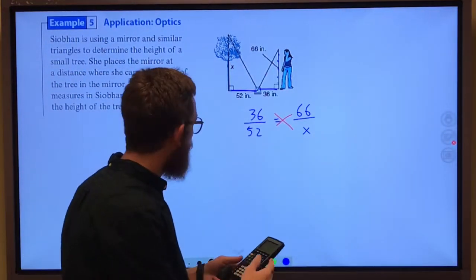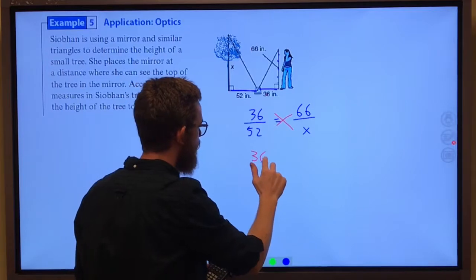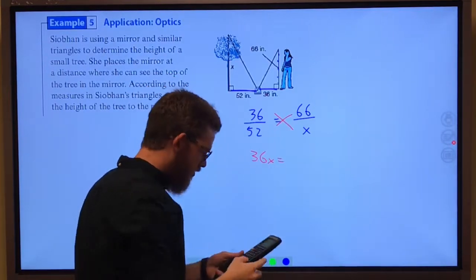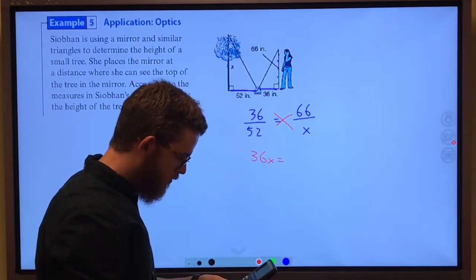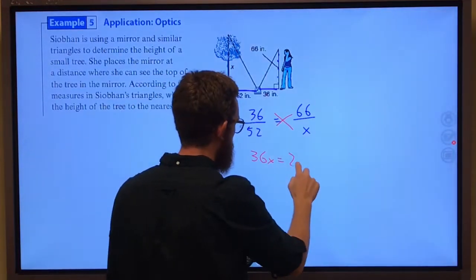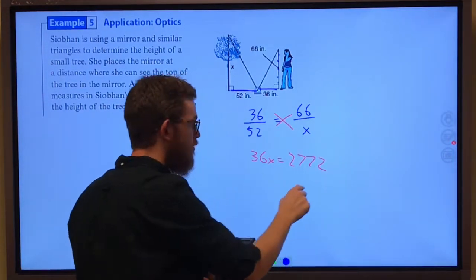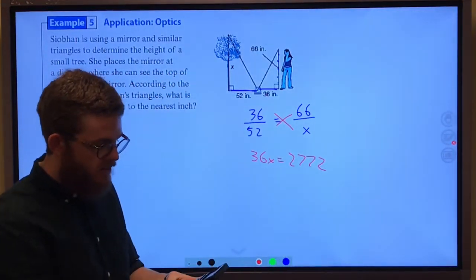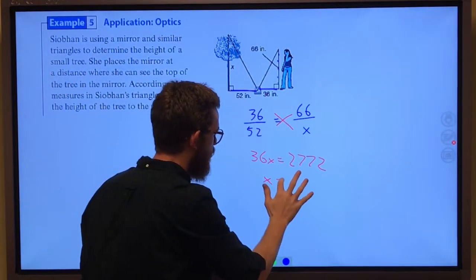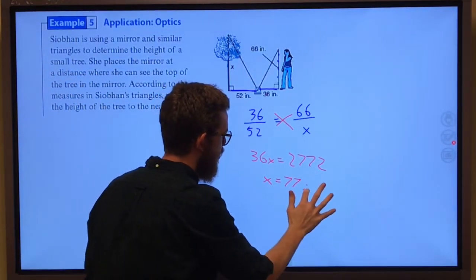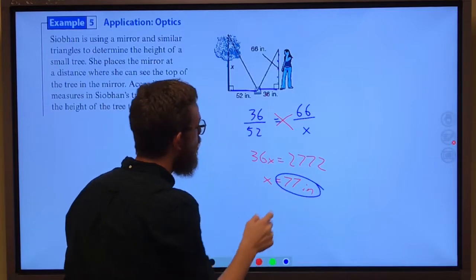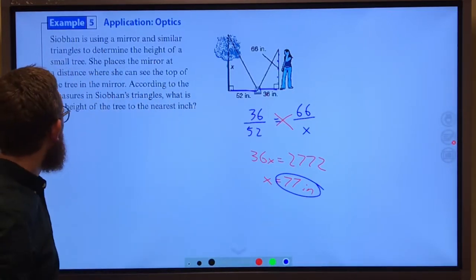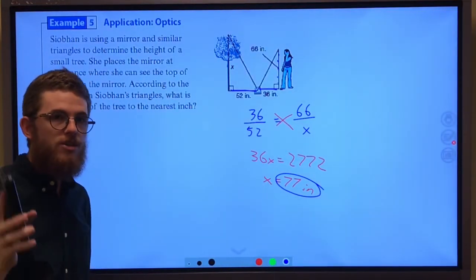So pull out the calculator. 36 times x. 66 times 42. Divide both sides by 36. And x comes out to be 77. Since we're working with inches, that tree would have to be 77 inches tall.